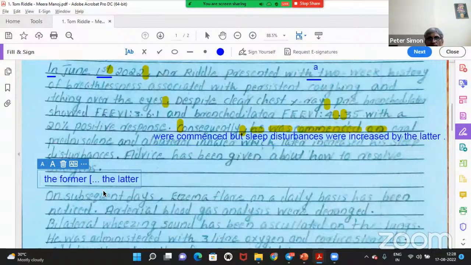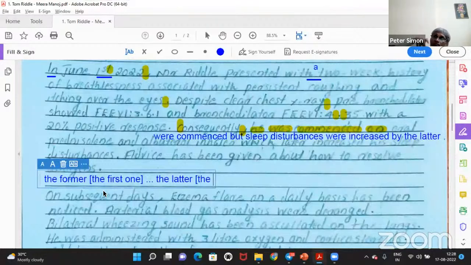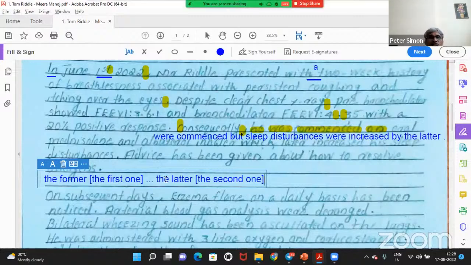And then the latter means, you will definitely get 10 marks for this. The latter means the second one. So definitely you will get 10 marks because of this special effect. So whenever you create something new, you will get quality marks. So the former and the latter. The former had no problem, but the latter gave a problem. That's it. The latter increased sleep disturbances.